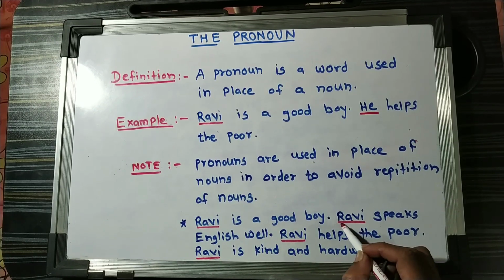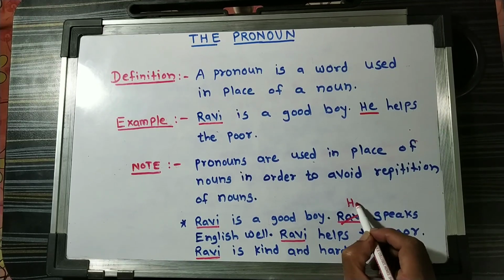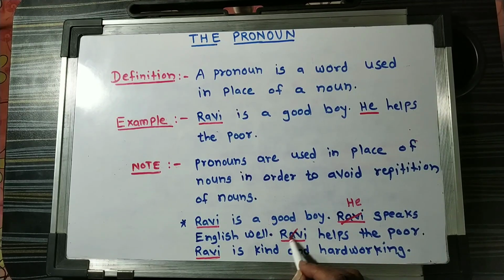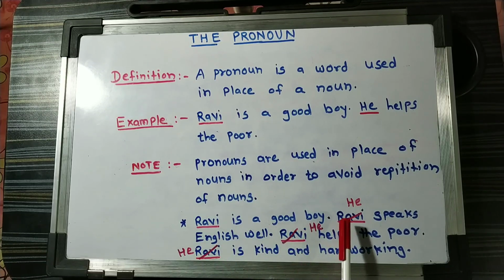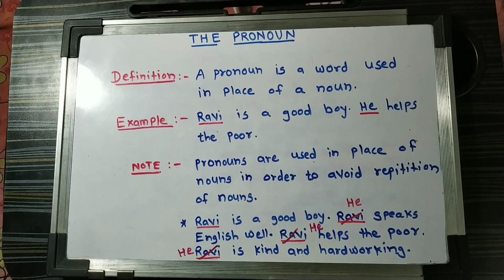So let's cancel Ravi. Instead of that, let's take he. Here also you cancel Ravi. You take he. Here also you cancel Ravi and take he. Now let's read again. Ravi is a good boy. He speaks English well. He helps the poor. He is kind and hardworking. Now it sounds beautiful. In order to maintain the beauty of English language, we have to make use of pronoun, and the provision has been made for the same.